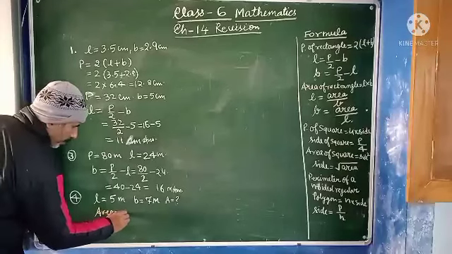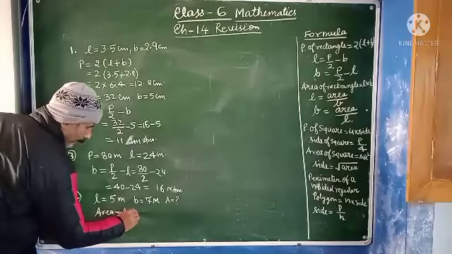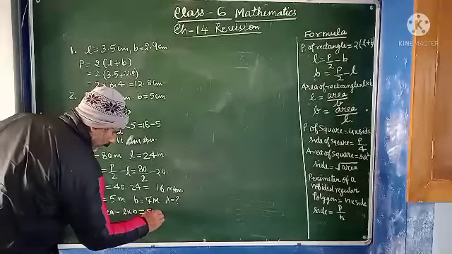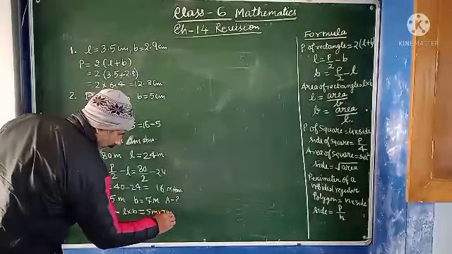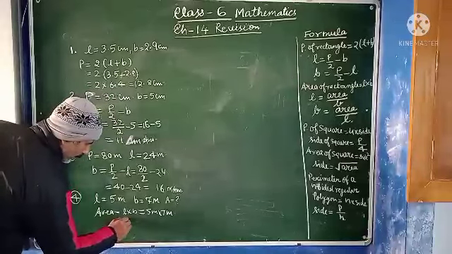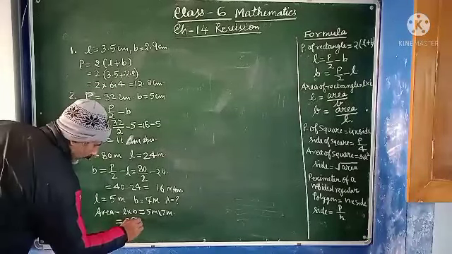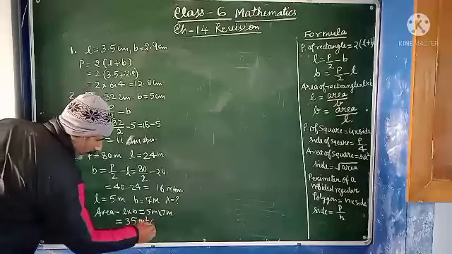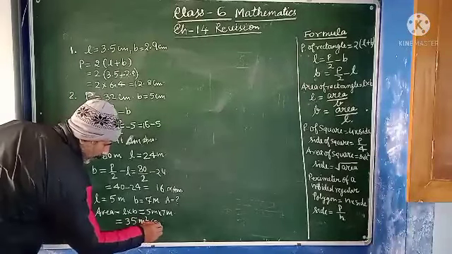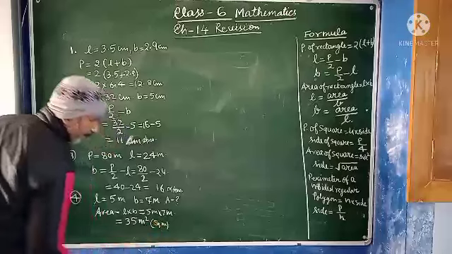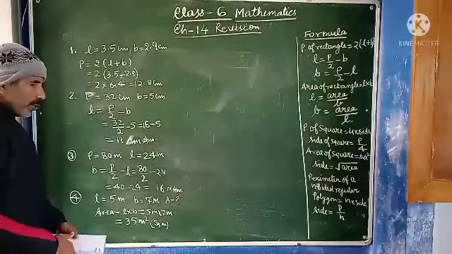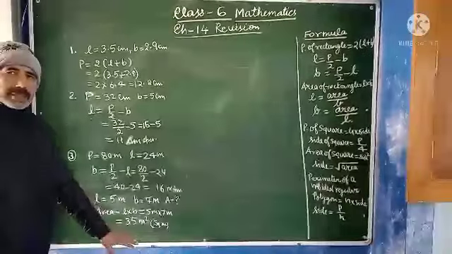Area is equal to length multiplied by breadth. So what is it here? 5 meter multiplied by 7 meter. 5 times 7 is 35 meter square. So either you can write meter square or you can write square meter. So when you find the area, the unit will be square unit of length.